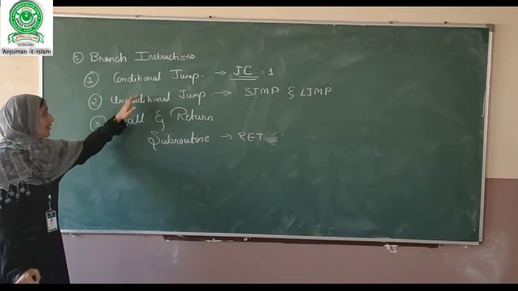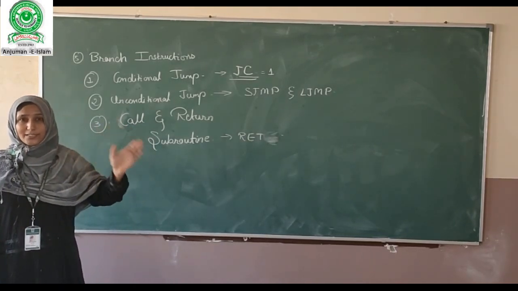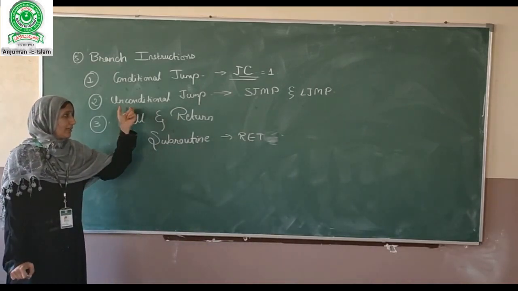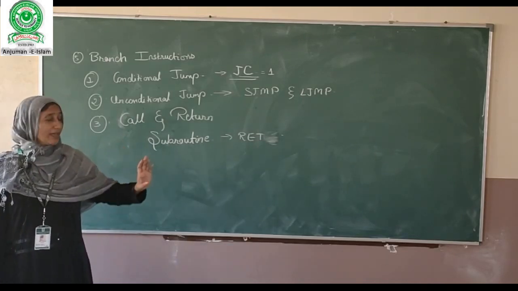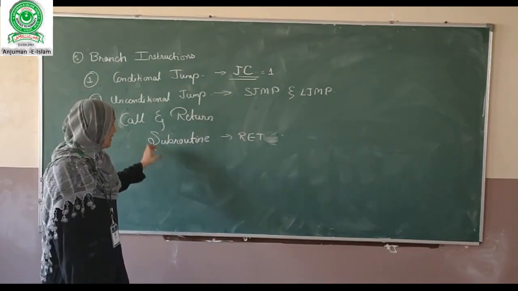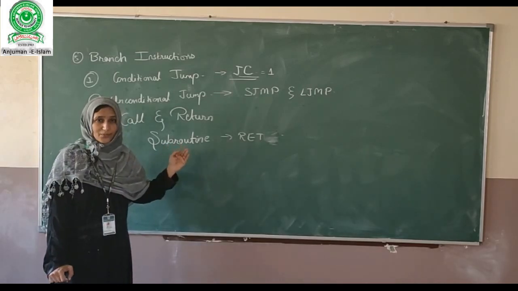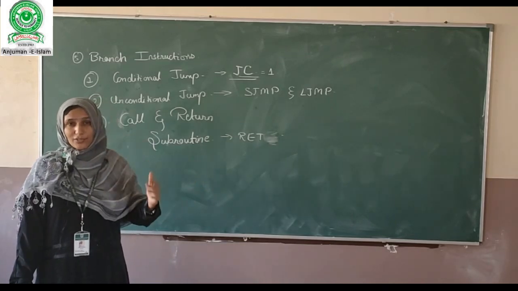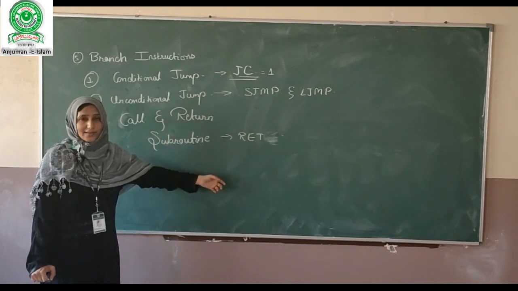Branching has 3 types. The first one is conditional jump. It checks for a particular condition. If that condition is satisfied, only then the jump will take place. Then the next one is unconditional jump. For this instruction to be executed, no condition is required. Just when this instruction is executed, the jump will take place. Then call and return. These instructions are specially meant for subroutines. You want to call the subroutine, you have to use the CALL instruction, and when you return from the subroutine to the main function, at that time you need to have the return instruction RET.